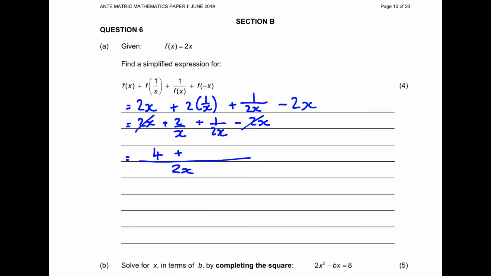This 2x over here is the same as the denominator, so the numerator will remain the same. So your final answer then is 5 over 2x. Okay, so question B. Solve for x in terms of b by completing the square.